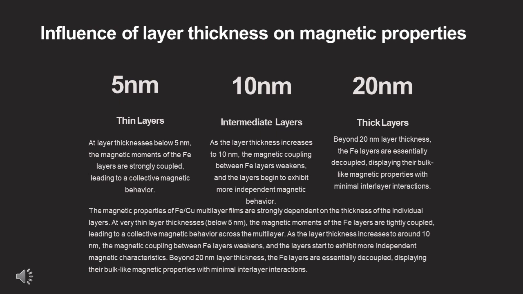As the layer thickness increases to around 10 nm, the magnetic coupling between ferrum layers weakens, and the layers start to exhibit more independent magnetic characteristics. Beyond 20 nm layer thickness, the ferrum layers are essentially decoupled, displaying bulk-like magnetic properties with minimal interlayer interactions.